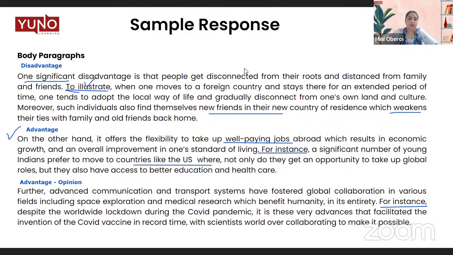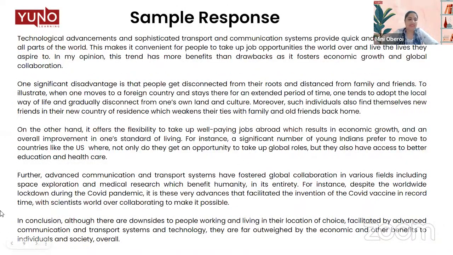So how should we try to conclude the essay? In conclusion, although there are downsides of people working and living in their location of choice, facilitated by advanced communication and transport systems and technology, they are far outweighed by the economic and other benefits to individuals and society overall. Right? So I have not introduced any new idea.